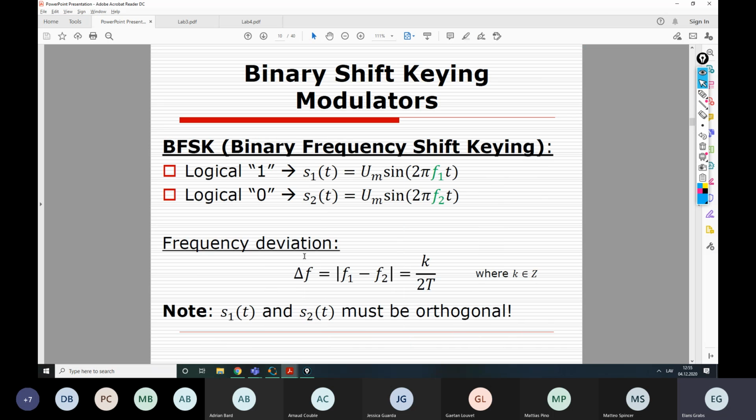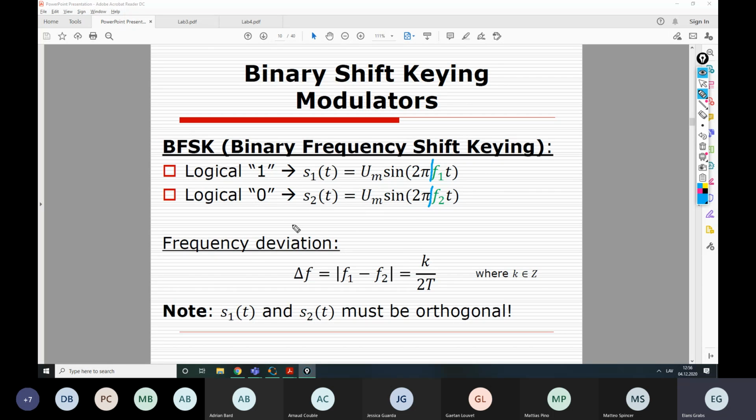Okay, so we can go further to binary frequency shift keying. For binary frequency shift keying, now we need to put the information into the frequency here or here. So basically our signals matching the logical levels must differ in frequency. So the approach is pretty straightforward. We generate signals of 2 different frequencies, one for the logical 1 level and another signal for the logical 0 level.